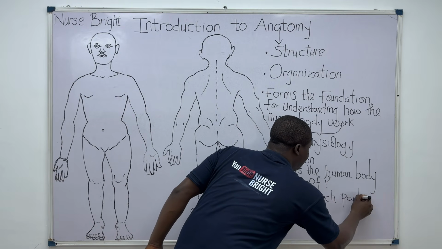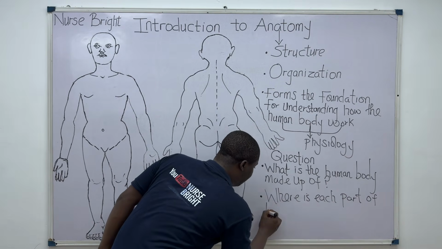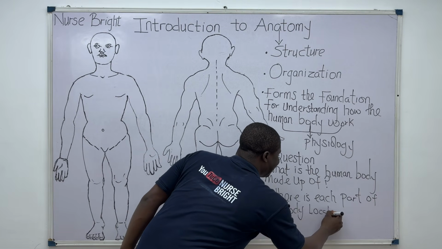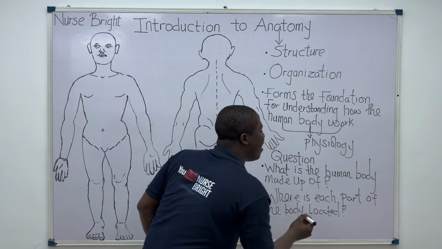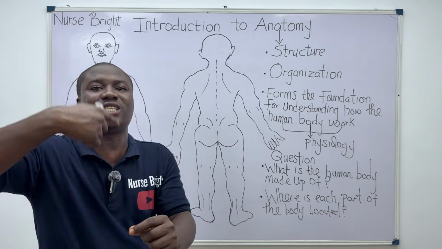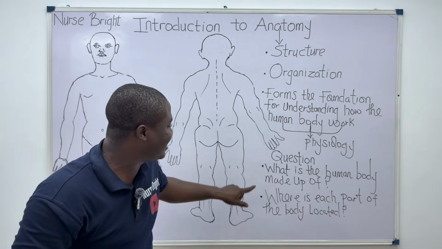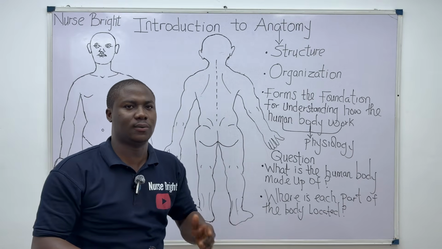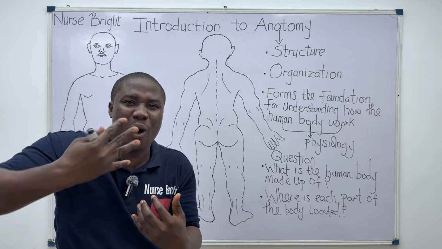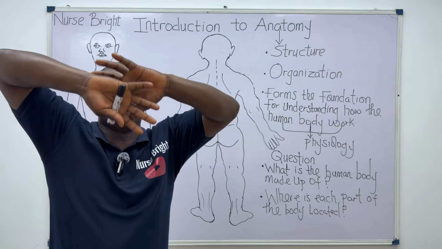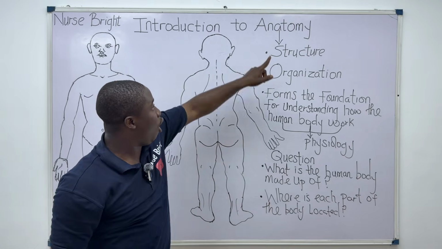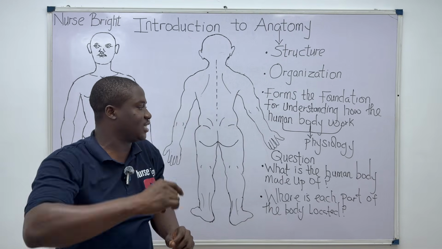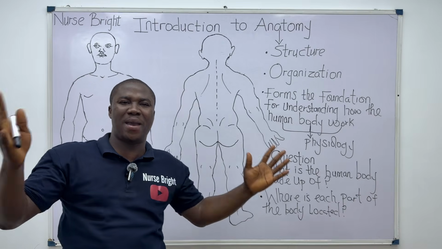Where is each part of the body located? All these things are very essential. There are questions that we need to provide answers to. If we can provide answers to these questions, gradually we'll get to understand the overview, the overall basis of the subject called anatomy. So the first question is, what is the human body made up of?